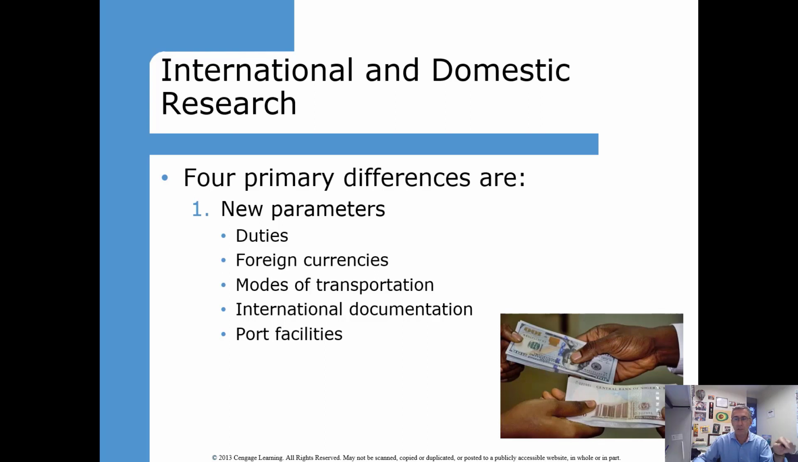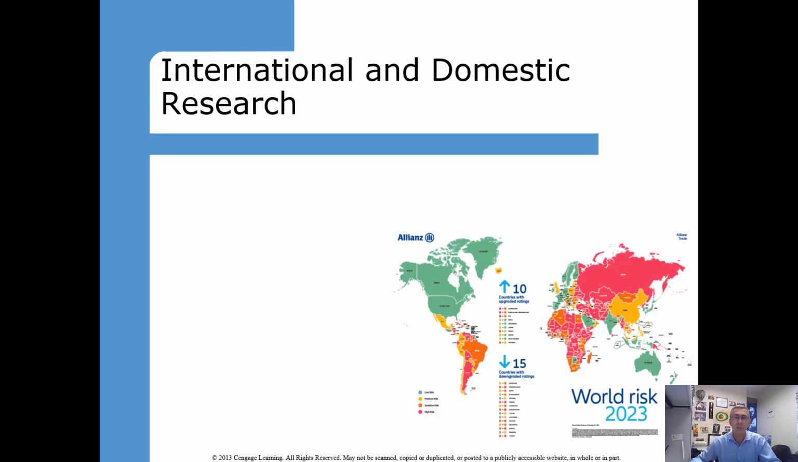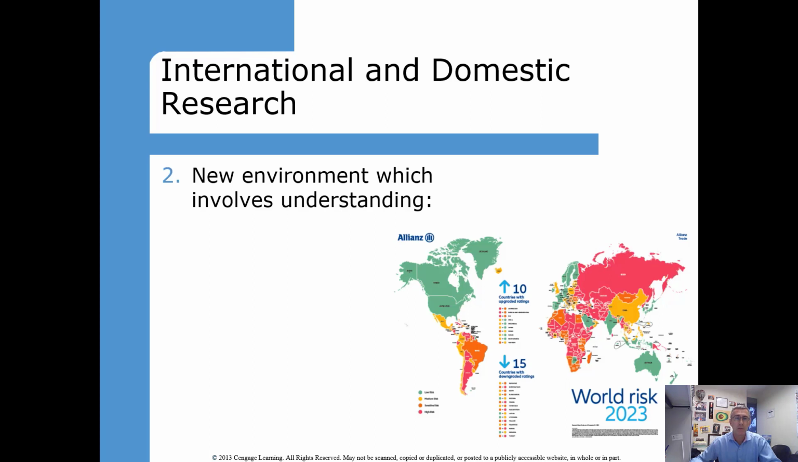I'll show you a picture in this presentation of a port in China that's completely automated. Hong Kong is in the process of finalizing its completely automated port as well. So when you're looking at different countries in terms of port facilities, what works and what doesn't in terms of trade, it's going to affect cost. That's one thing to consider. Then the new environment, which involves understanding the culture of the host country and its demographics.